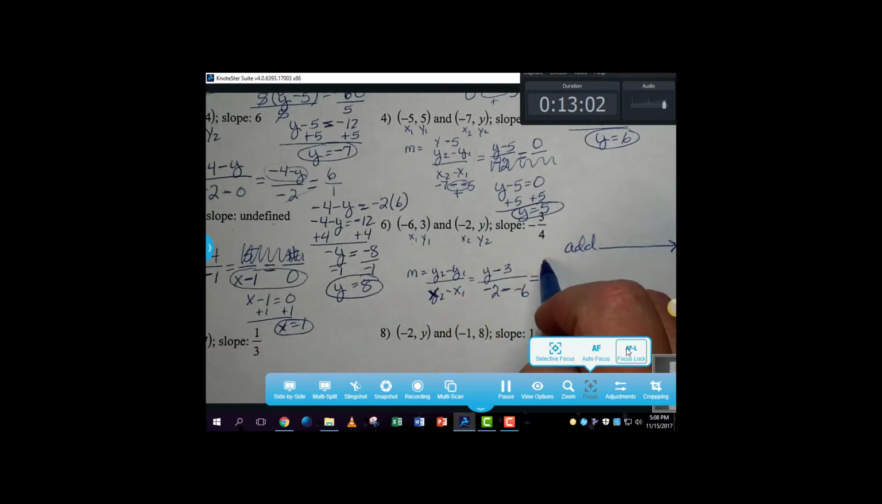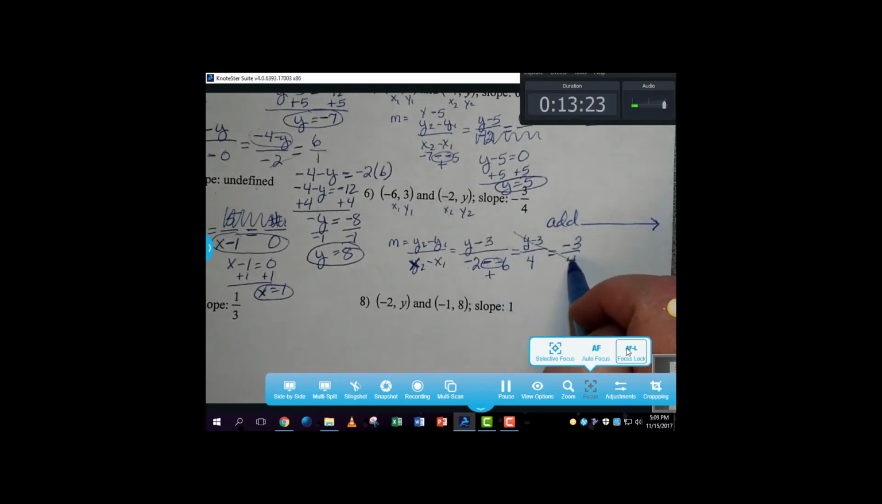So I'm getting y minus 3 divided by negative 2 minus negative 6. When I subtract a negative, I really add, so I get 4. And what does it have to equal? It has to equal negative 3/4.